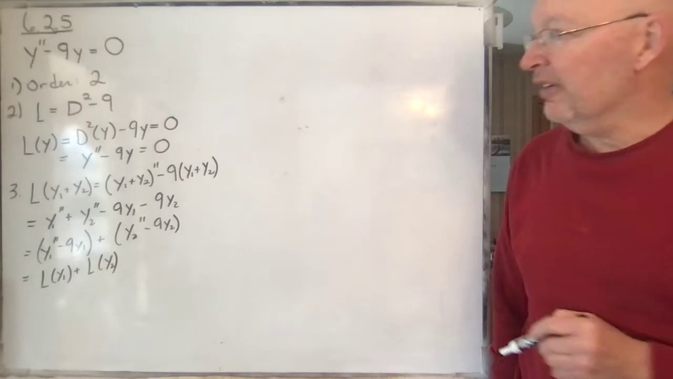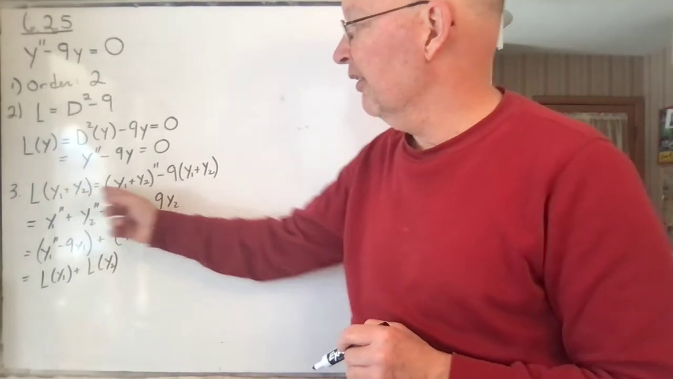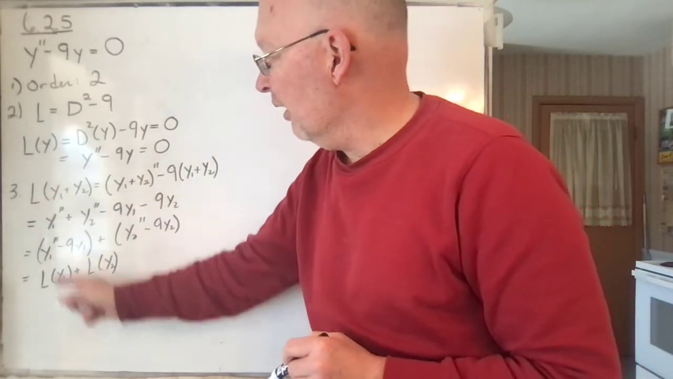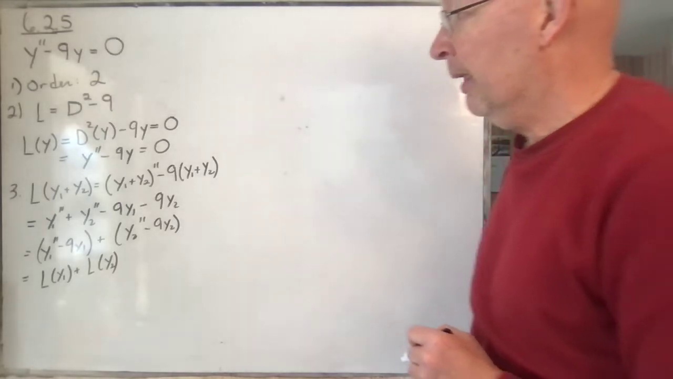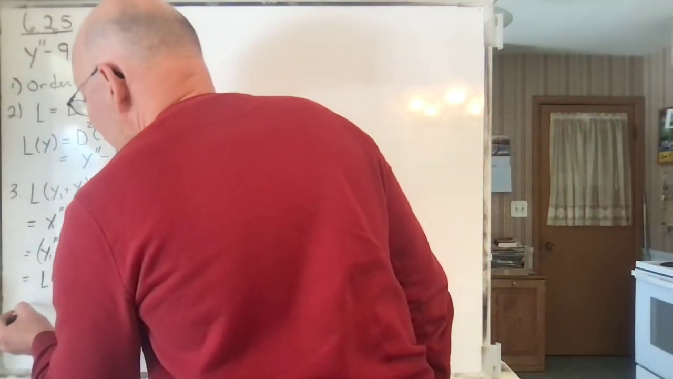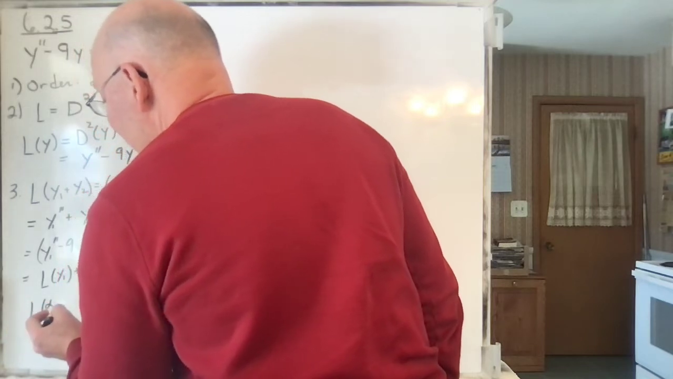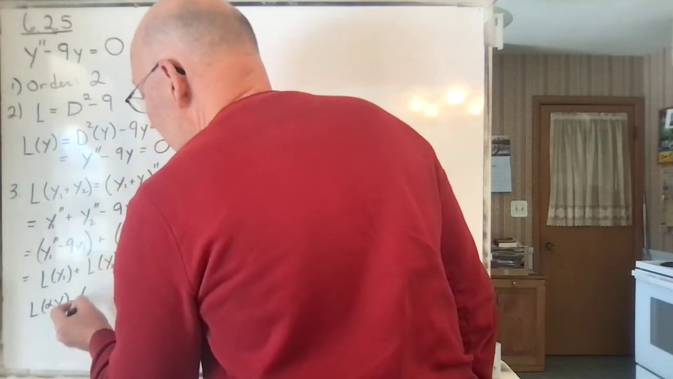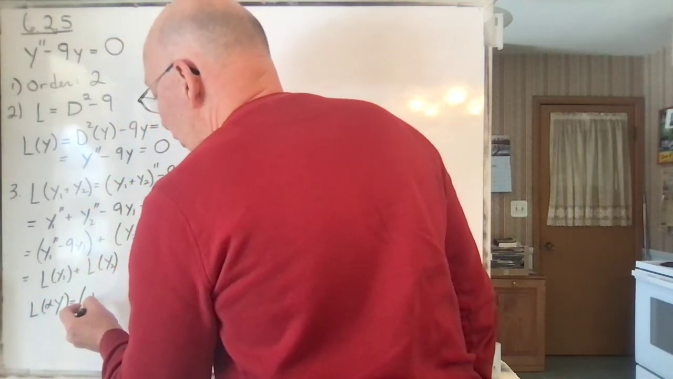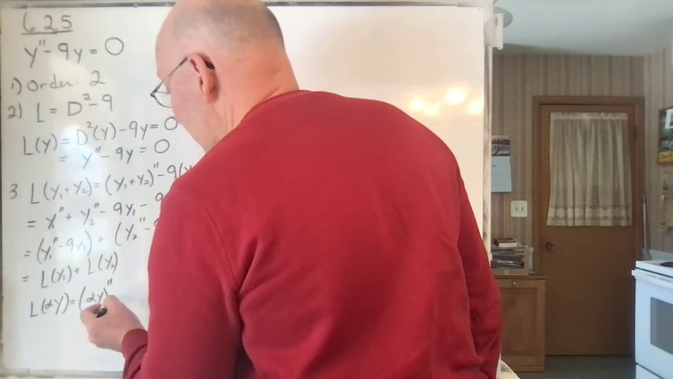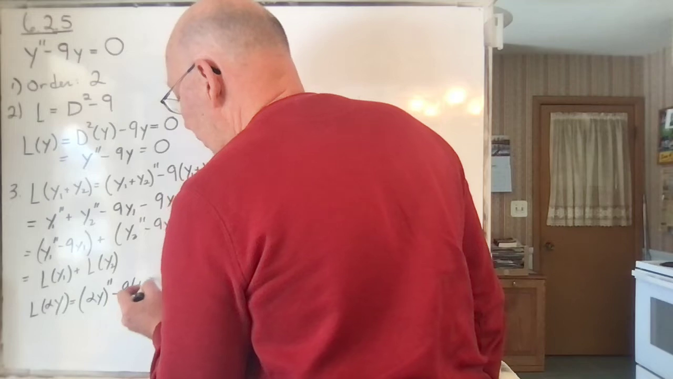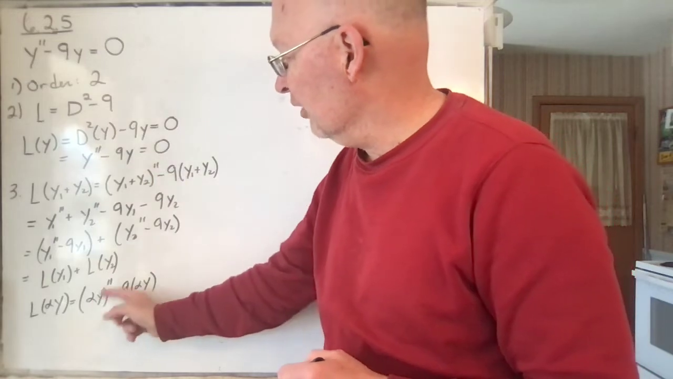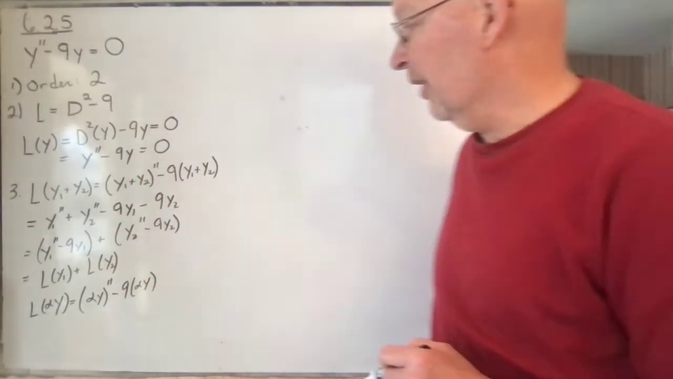So that's the first thing that has to be shown in order to show that L is a linear transformation: that when you stick two different things into it, it's just L of the first one plus L of the second one. How would we do the second thing? We would start with L of some constant, let me just call it alpha y. It is equal to, what's this? It's alpha y double prime minus 9 times alpha y. That's what L does to anything, right? It takes the second derivative of that thing minus 9 times that thing.